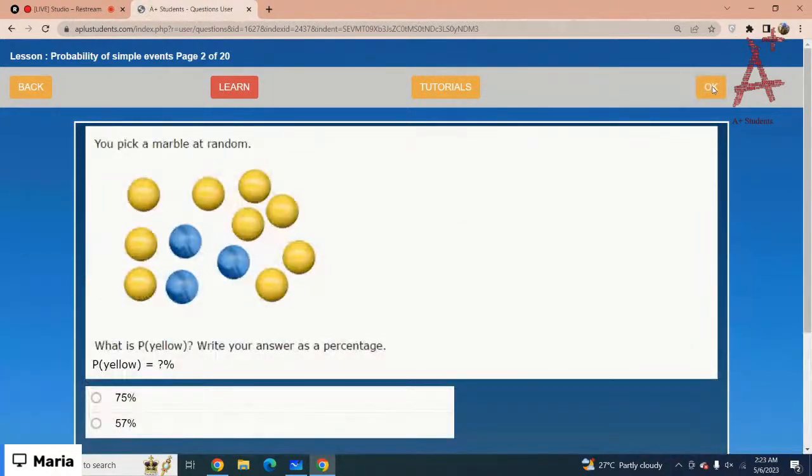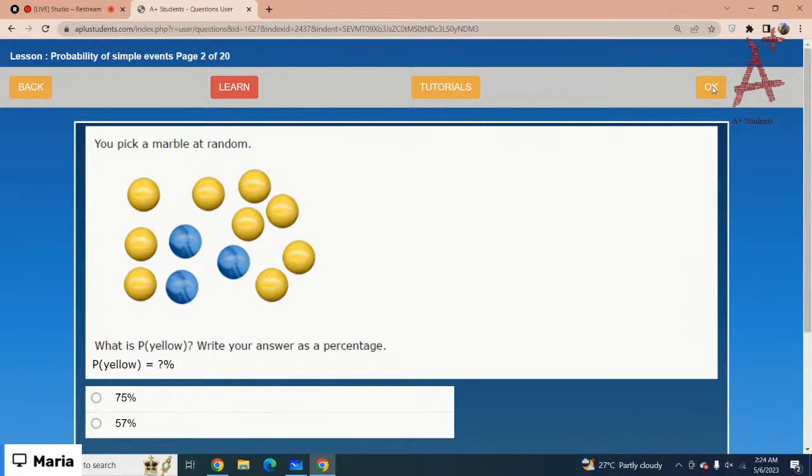You pick a marble at random. What is the probability of yellow? Write your answer as percentage. No, not 6 over 10. It would be 3 over 10. 6 over 20 because the total are 20. So when you convert into simplified form, it would be 3 over 10. Got it?